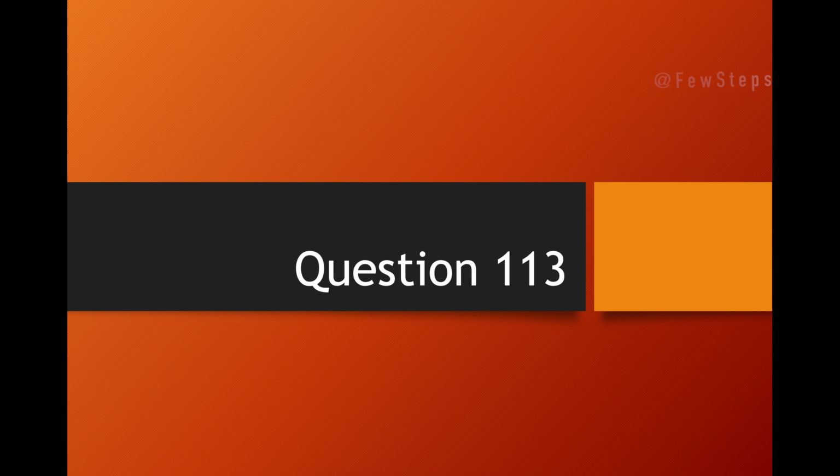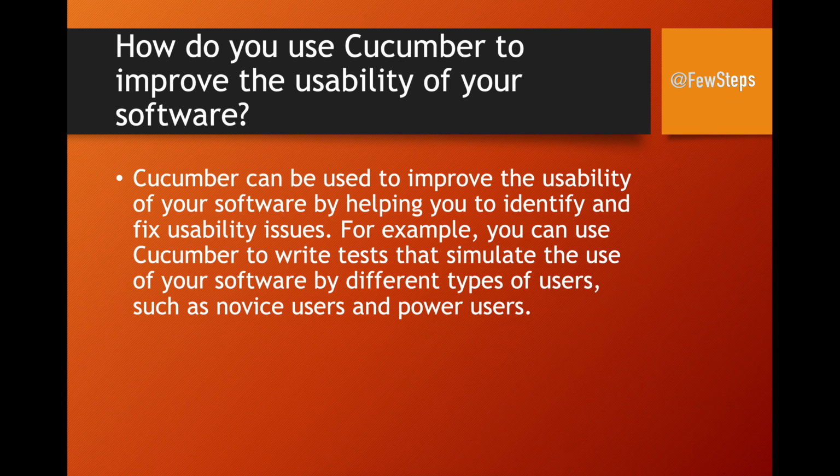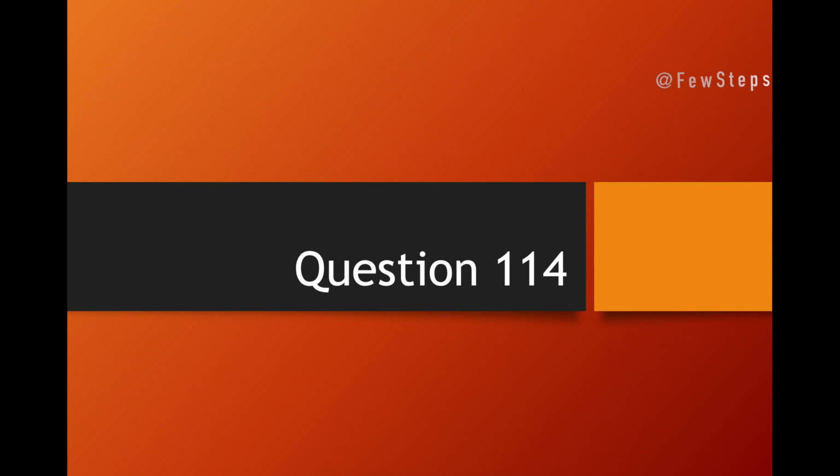Question 113. How do you use Cucumber to improve the usability of your software? Cucumber can be used to improve the usability of your software by helping you to identify and fix usability issues. For example, you can use Cucumber to write tests that simulate the use of your software by different types of users, such as novice users and power users.